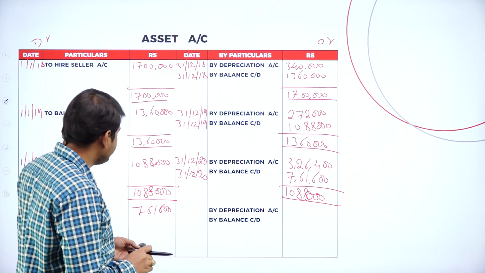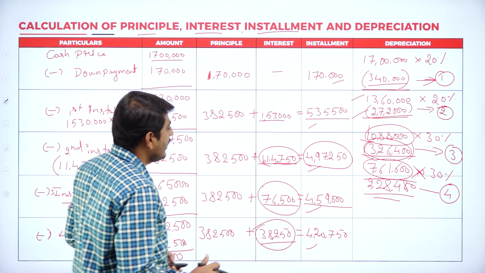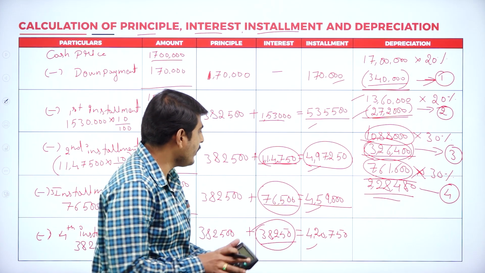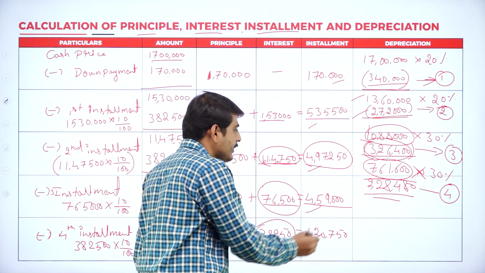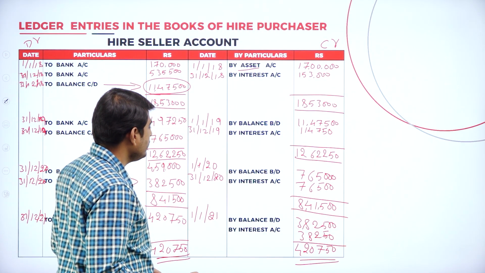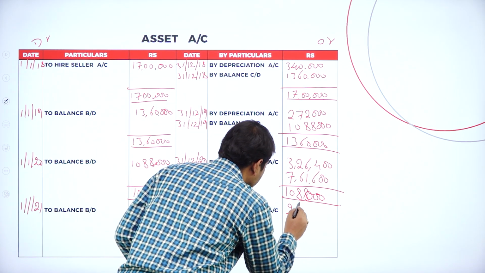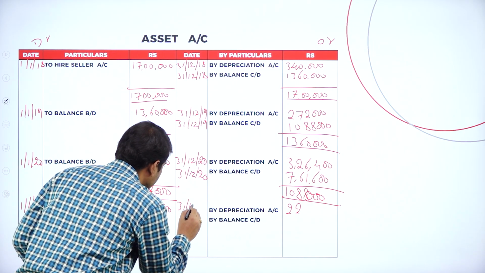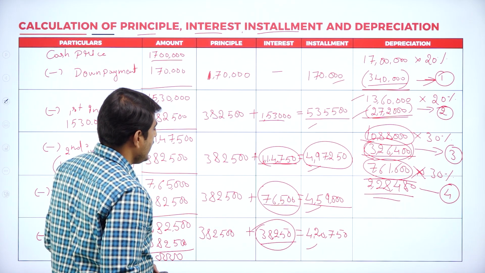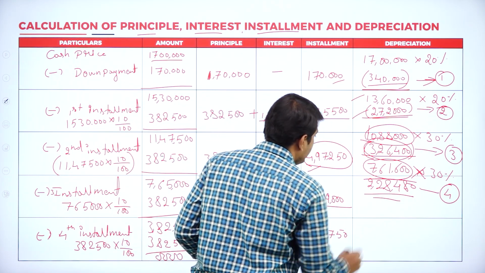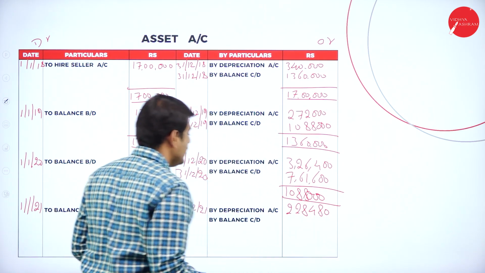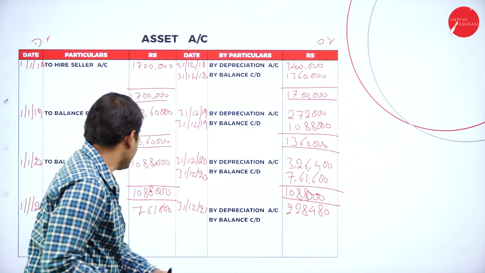Now what is the depreciation? Already we have calculated it: 2,28,480. So what is the depreciation? 2,28,480. So let's write 2,28,480. The date is 31st/12/21. Depreciation is 2,28,480. It is the depreciation. The remaining balance should be carried forward.